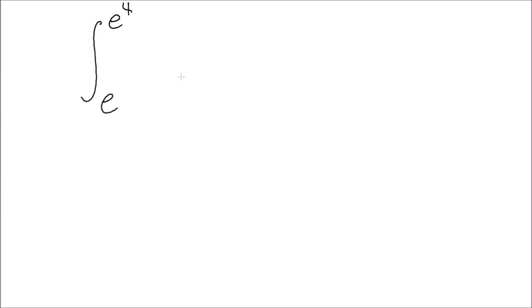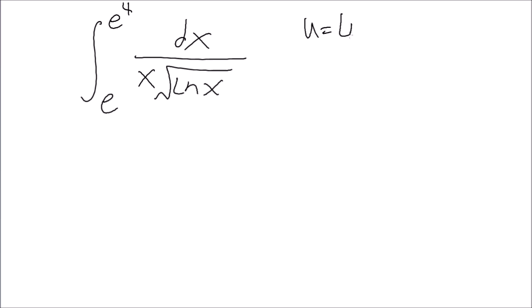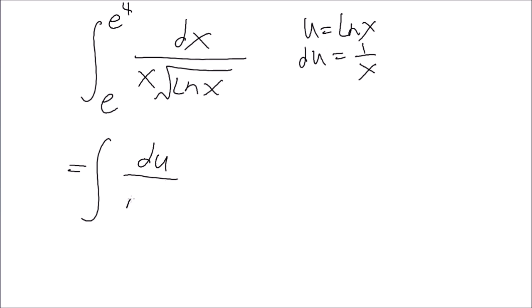From e to e to the 4, of 1 over x times square root of ln of x. All right, what's my u? My u is ln of x. Why? Because du is equal to 1 over x, and we have a 1 over x right here. So my du will have square root of u. Here, plug in e, ln of e, that's 1. ln of e to the power of 4, that's 4.